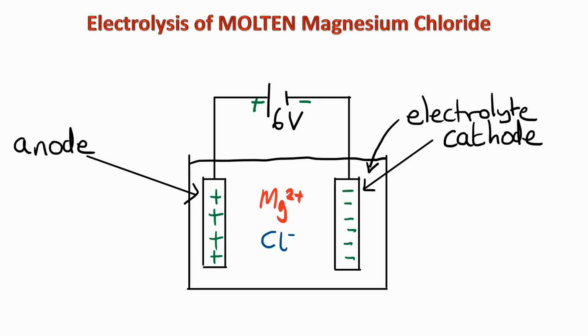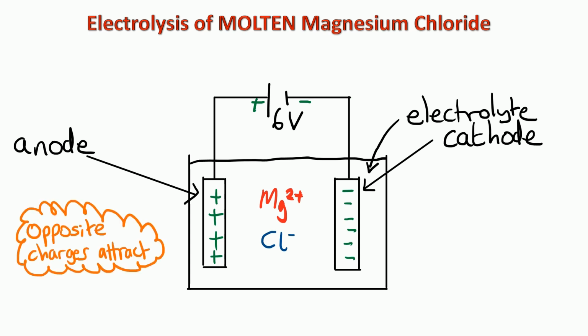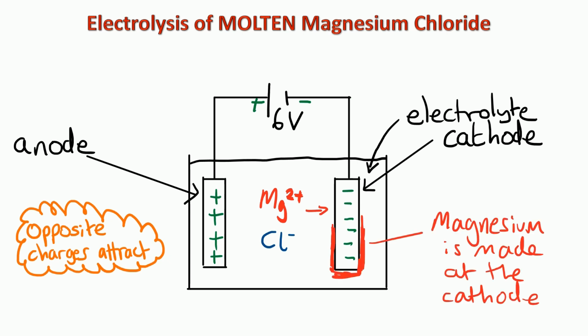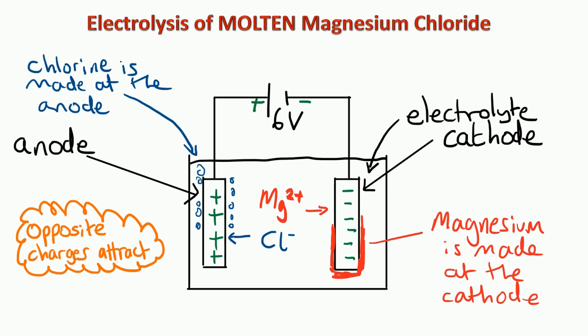We must remember during electrolysis opposite charges attract. That means the magnesium ions are going to move towards the cathode because the ions are positive and the cathode is negative. So magnesium ions move over to the cathode, so magnesium is made at the cathode. Whereas at the anode, the chloride ions move over to the anode because once again opposite charges attract and chloride ions are negative, so they're going to go to the positive side. So we'd find chlorine being made at the anode.